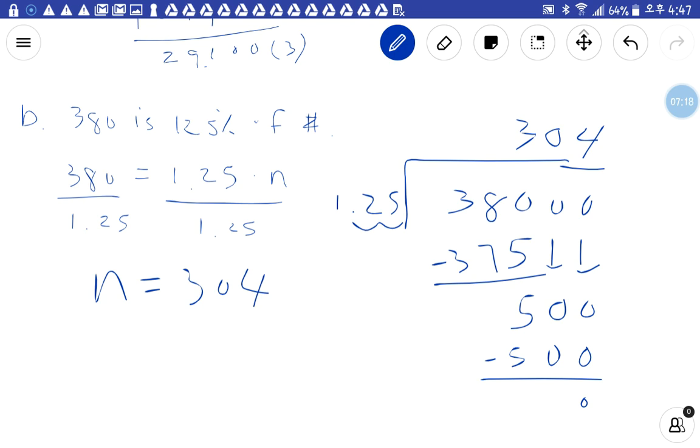Okay, that's quick check 2A and B. All right, let's move on to page 325.